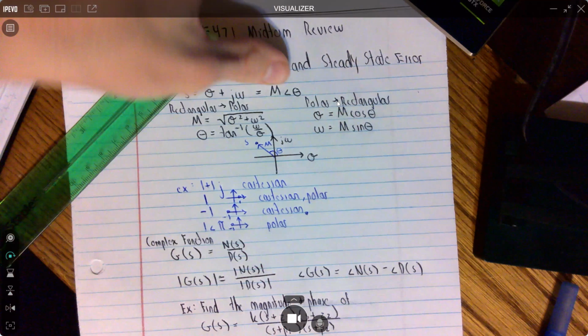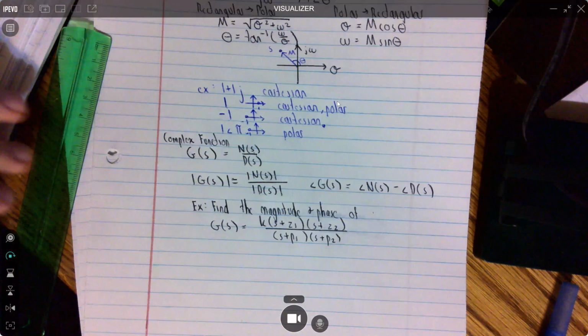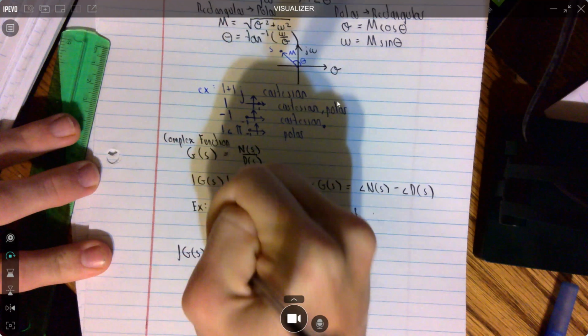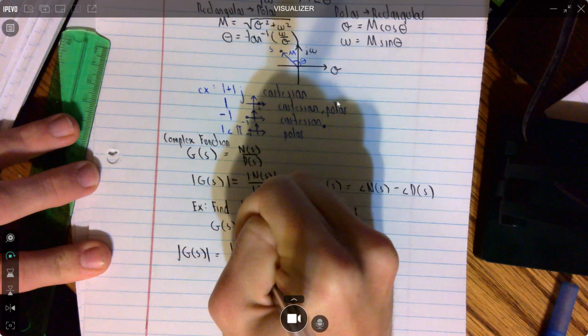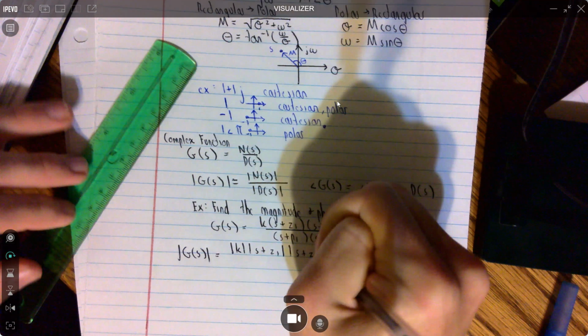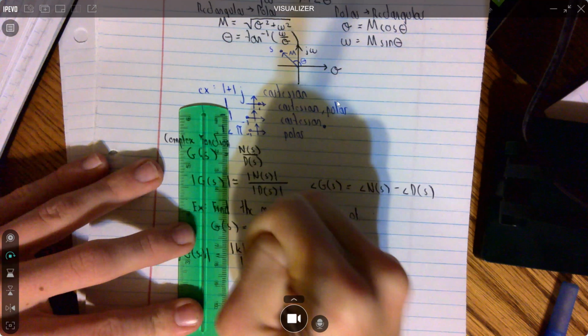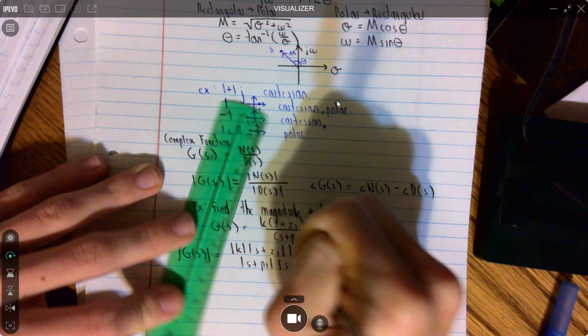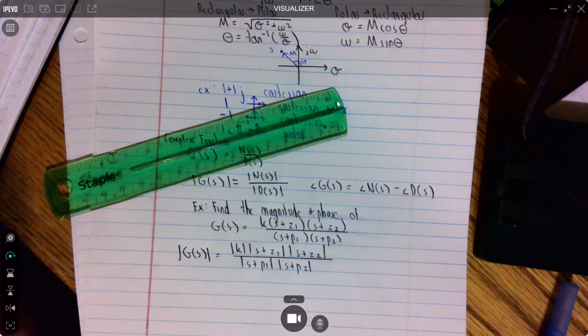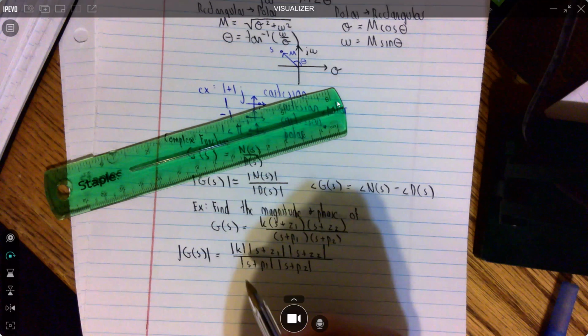Okay, so if we have to calculate the magnitude here in the phase, what I would literally do is just take the magnitude. So take the magnitude of everything in the numerator, and then take the magnitude of everything in the denominator.